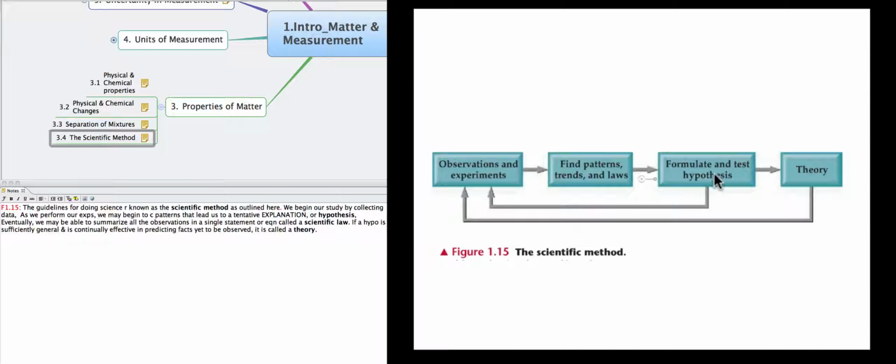Eventually, we may be able to summarize all the observations in a single statement or equation called a scientific law. If a hypothesis is sufficiently general and is continually effective in predicting facts yet to be observed, it is called a theory.